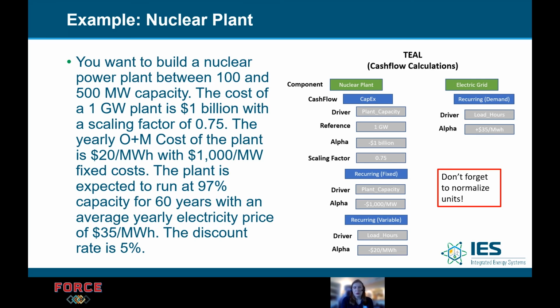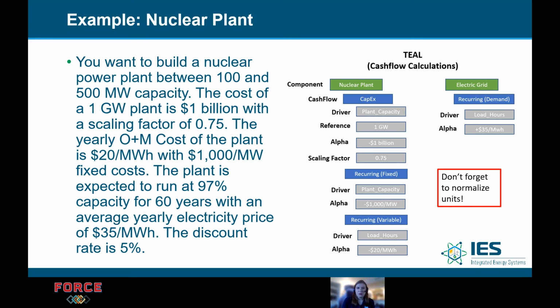So if you want to use megawatts, that's fine. You can use gigawatts, you can use kilowatts. Just make sure that everything is normalized. And so this is what your TEAL cash flow looks like in a very basic sense.